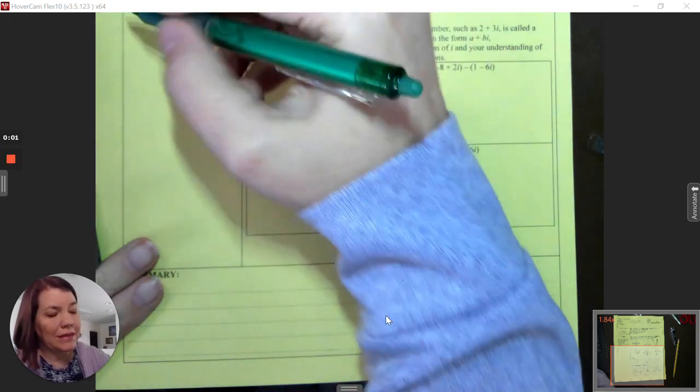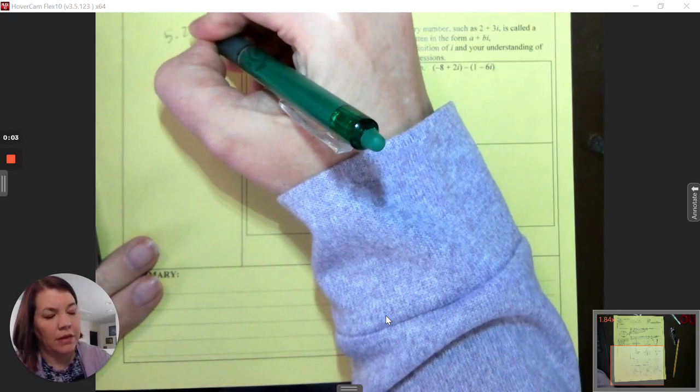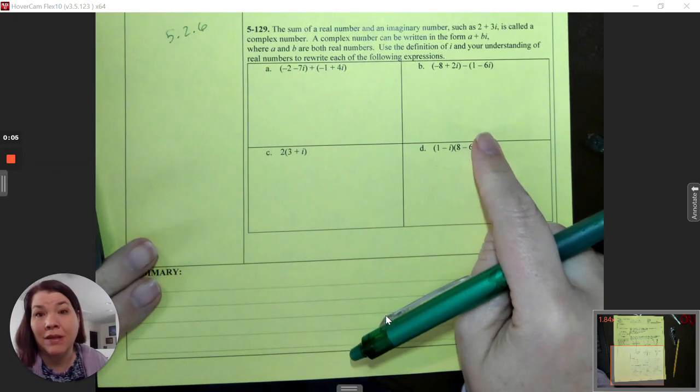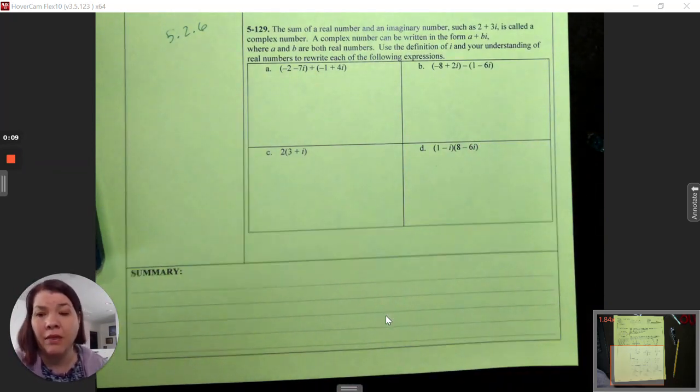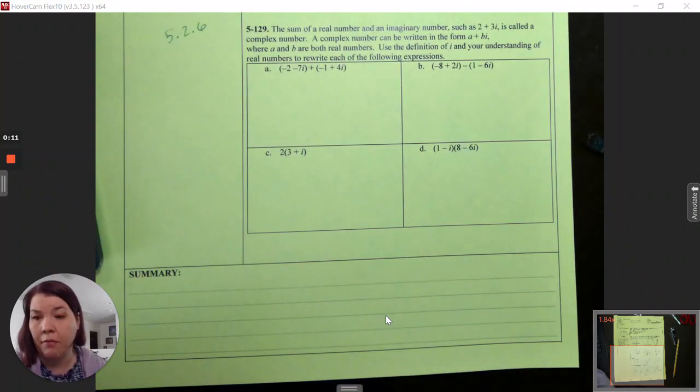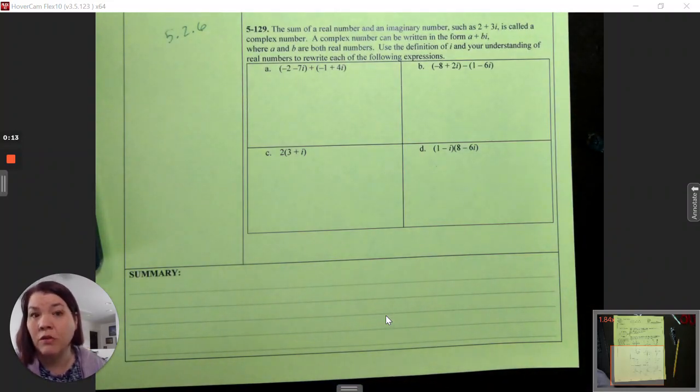All right, so this is an extension of lesson 526. I purposely did not get us here, but this is operations with complex numbers. So basically, how do I add them? How do I subtract them? How do I multiply them? So let's start with the easier one, which is addition.